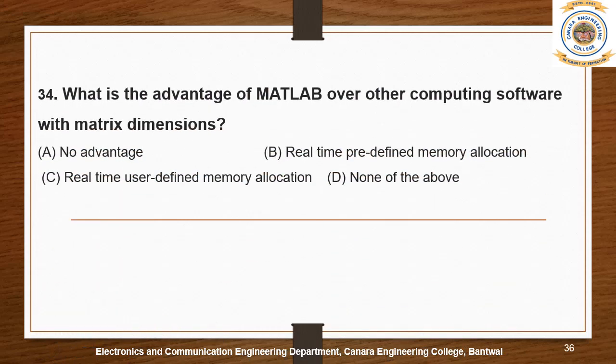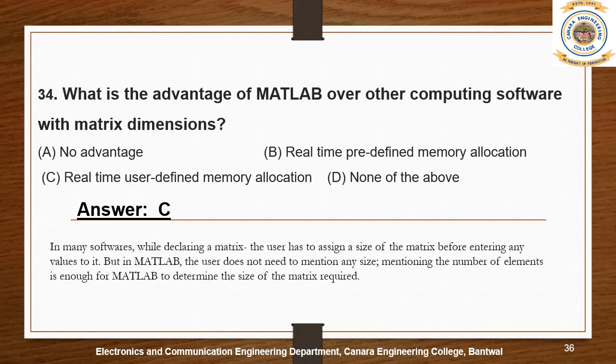What is the advantage of MATLAB over other computing software with matrix dimension? Answer is C, which is real-time user-defined memory allocation. Explanation for this is, in many software, while declaring a matrix, the user has to assign a size of the matrix before entering any value to it. But in MATLAB, the user does not need to maintain any size. Mentioning the number of elements is enough for MATLAB to determine the size of matrix required.